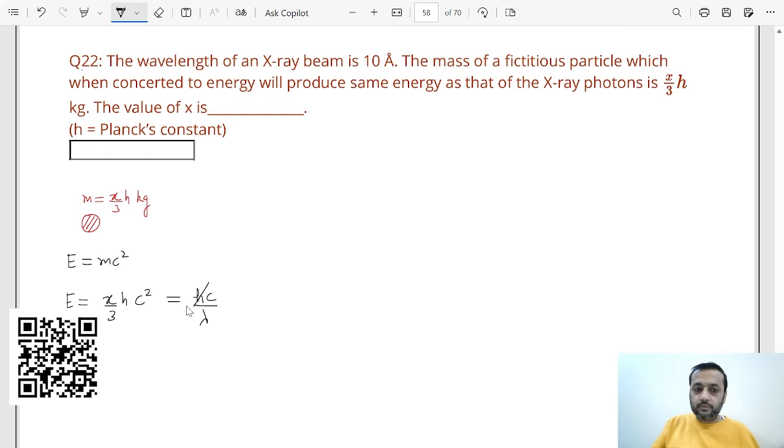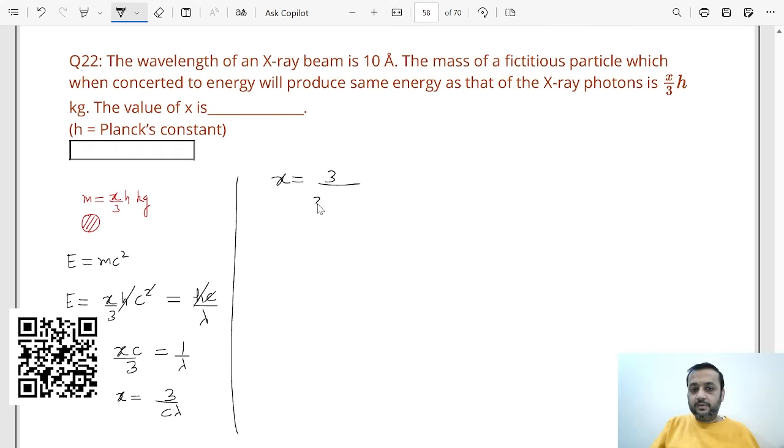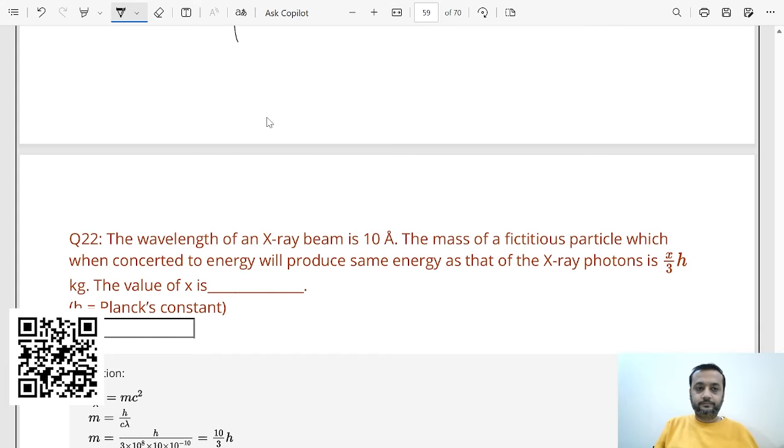Okay, so now this h and h will get cancelled, c and c will also get cancelled. That means x into c by 3, that should be 1 upon lambda. Okay, so x will be 3 upon c lambda. Okay, and the value of c we know is 3 into 10 to the power 8. Lambda is 10 angstrom. That means 10 into 10 to the power minus 10. Angstrom is 10 to the power minus 10. So from here we get how much? This becomes 1 upon 10 to the power minus 1, which means 10. So value of x will become 10. All right.